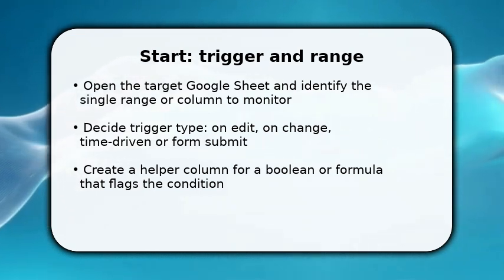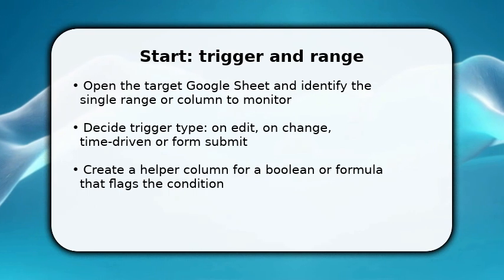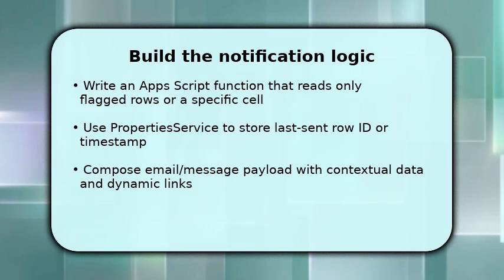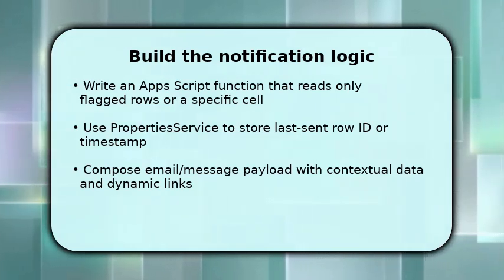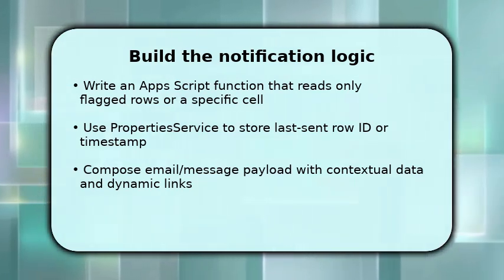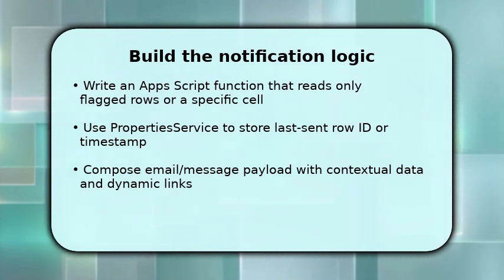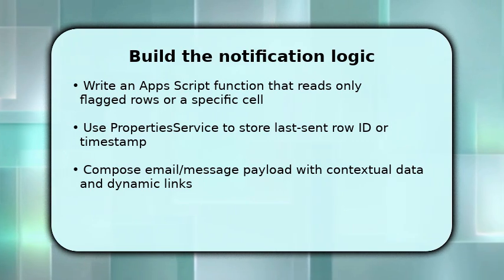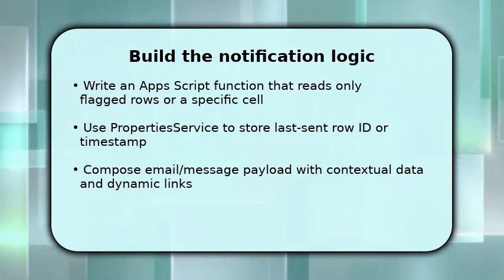Now open Script Editor to prepare the single notification flow that fires only when that helper cell flips to true. You now write the Apps Script. Read only the helper column, filter for true, and ignore previously processed rows. Use Properties Service to persist the last processed row ID or timestamp so duplicates never send.